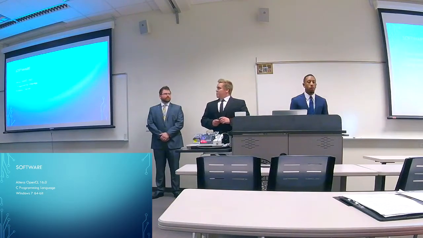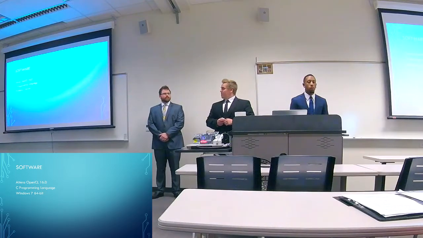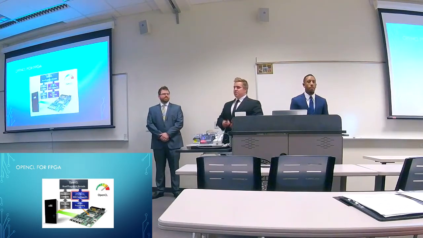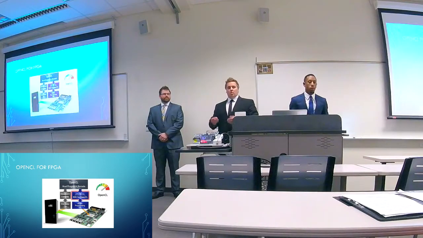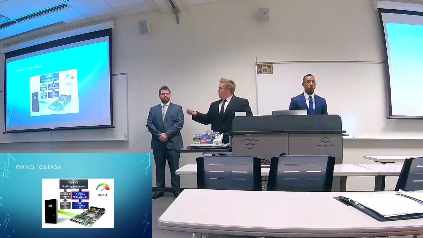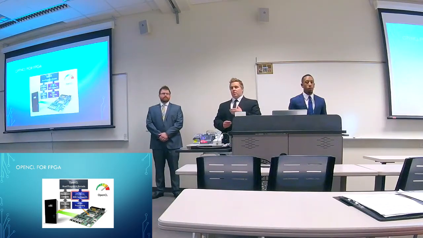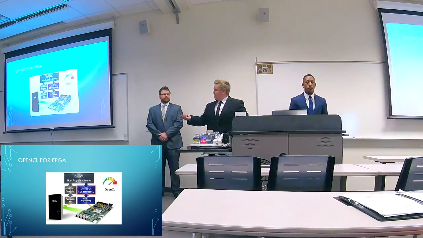So getting into the software, we use OpenCL 16.0 from Altera, this FPGA SDK. We use the C programming language, and in order for Altera's OpenCL to run, we needed Windows 7 64-bit. So here's the cool thing about OpenCL. This is a new platform that allows for FPGAs to compile and run C code, but in order for that to happen, the Altera OpenCL compiler needs to compile that code and translate it into Verilog or VHDL. And then it's a binary file that executes on the SoC.